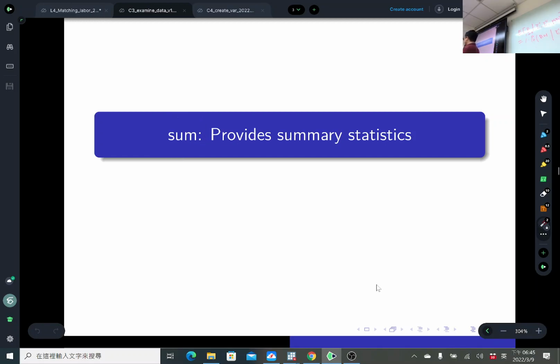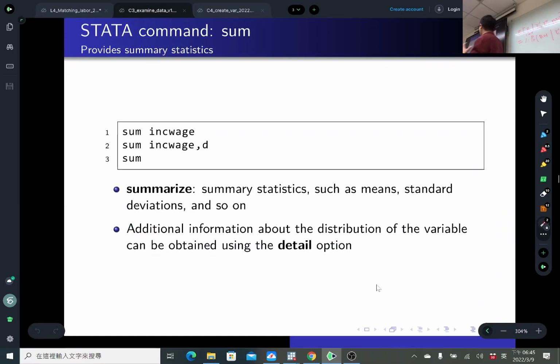Sometimes we call summarize. It's quite a useful command for this data. It can provide summary statistics for specific variables. So again, you type sum or summarize, either way. Sum, the variable name, and it will generate the summary statistics for these variables. Okay? And you can also put the option D that gives you more detailed information about this variable. And if you do not put anything, it will give you all the variables.